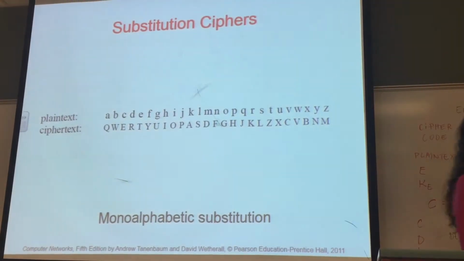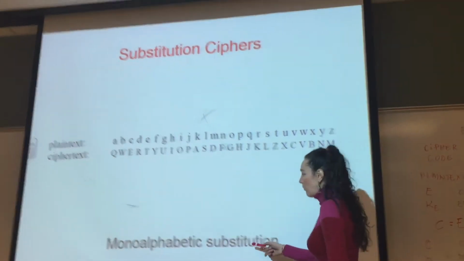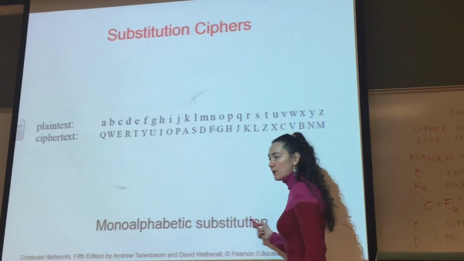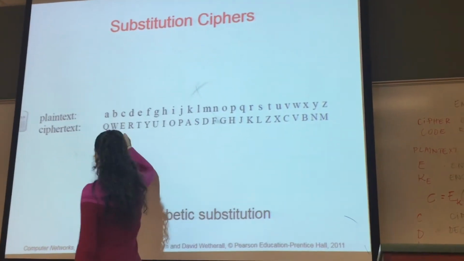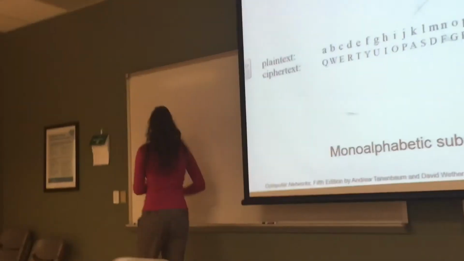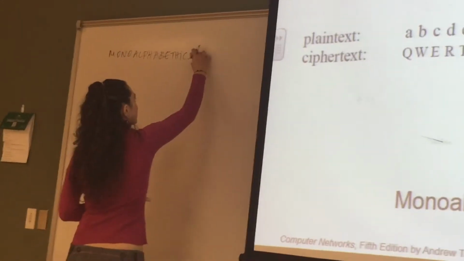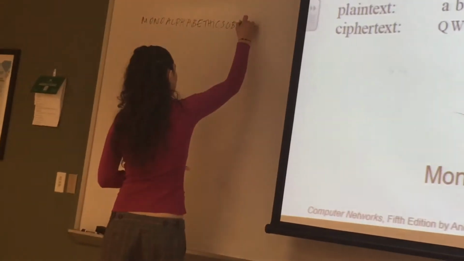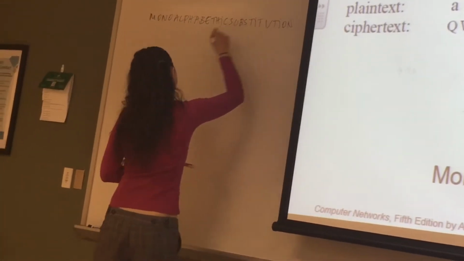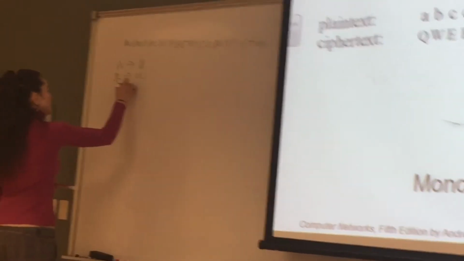So how does this work? They will substitute, it's called monoalphabetic substitution because it substitutes one letter with another letter. So A goes into Q, for example. B goes into W. C goes into E. And so on.